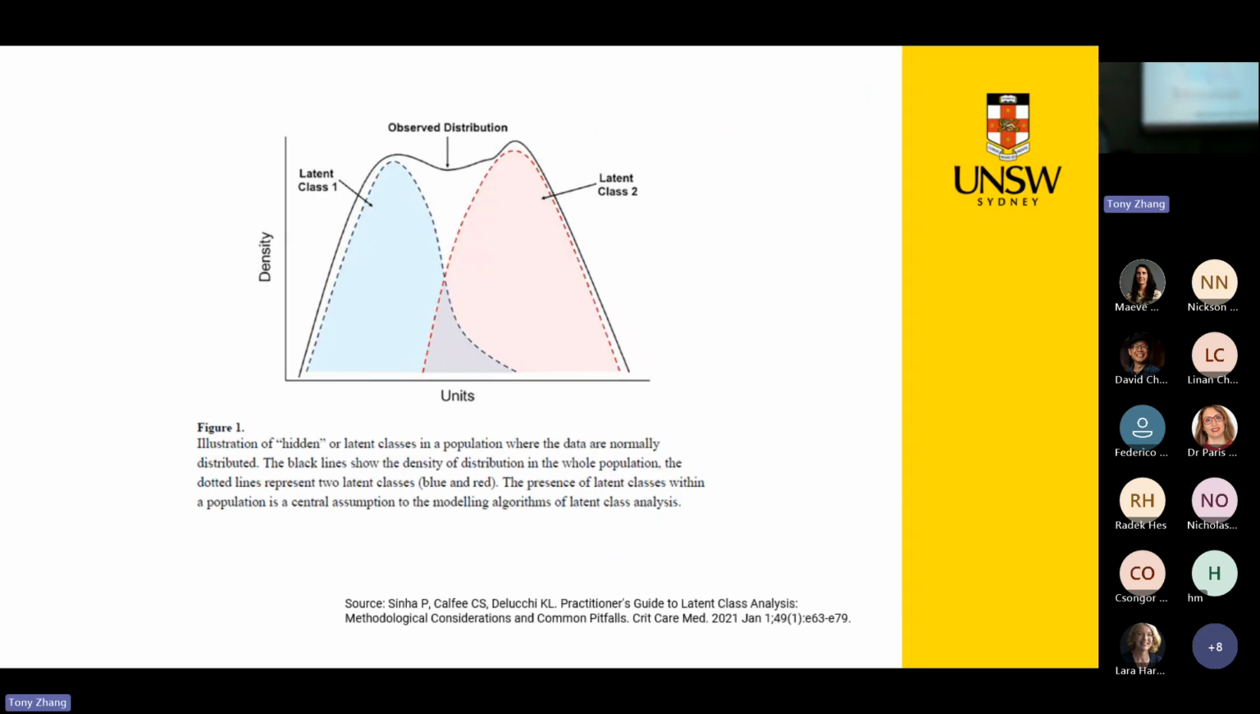This is an illustration of the latent or hidden subgroups within a population. The black solid line is the density of the distribution for the whole population, and the dotted lines represent the two latent classes, the blue area and the red area. The presence of latent classes within the population is the central assumption of latent class analysis.